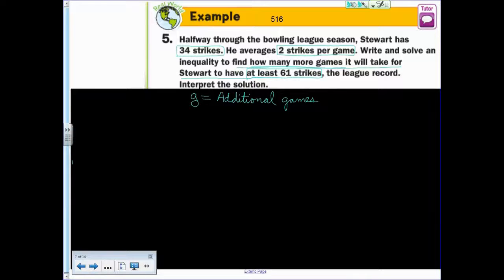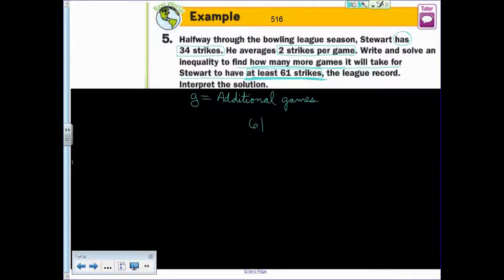The key here is that where it says Stuart has 34 strikes, that means that's already occurred. That's not what we're trying to get to. So it's actually down here. He wants to have at least 61 strikes. That is our total. So again, totals go by themselves on one side of our equal or inequality sign. And because it says at least 61 strikes, we know that this is an inequality.